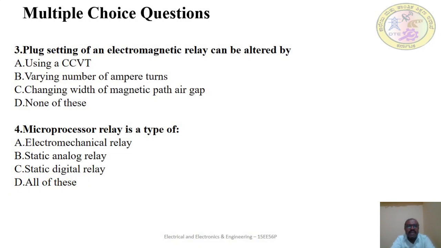Next question. Plug settings of an electromagnetic relay can be altered by. Options are using a CCVT, varying the number of ampere turns, changing the width of magnetic air path, none of this. The answer will be by varying the number of ampere turns. Fourth question. Microprocessor relay is a type of which relay? Electromechanical relay, static analog relay, static digital relay, all of this. The answer will be static digital relay.